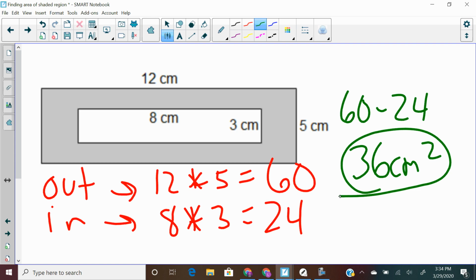And what you would actually use this for in the real world, this picture is a perfect example. Say you had a swimming pool and you wanted to put in a sidewalk around the swimming pool. You could find how much cement you may need by understanding what the area is.